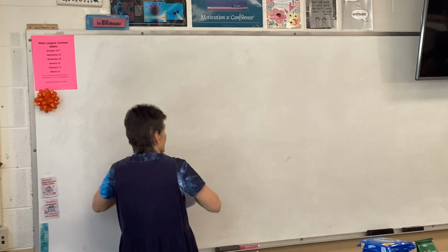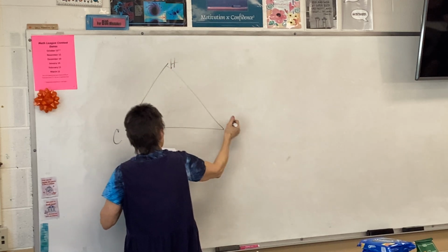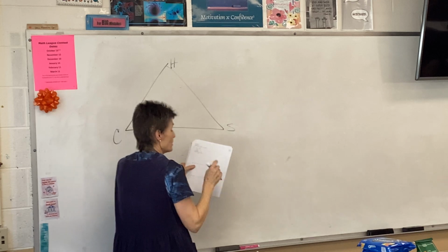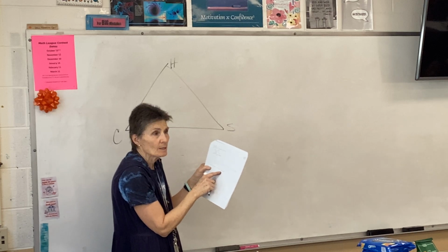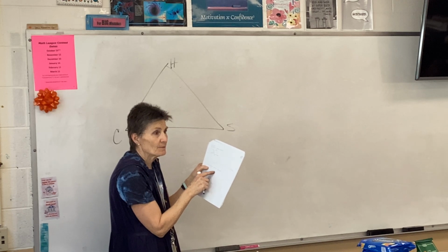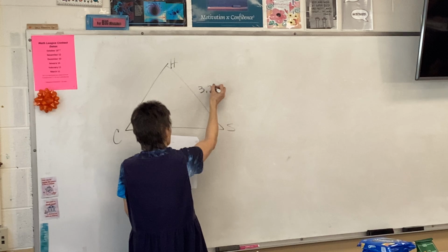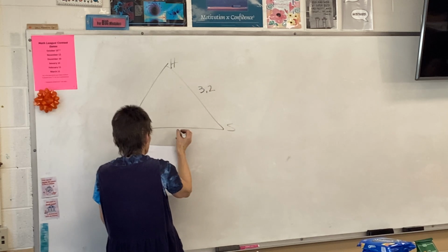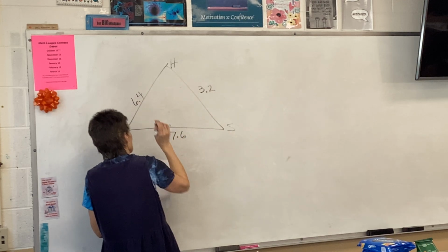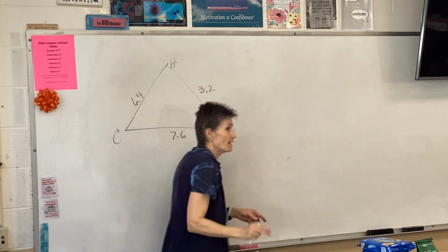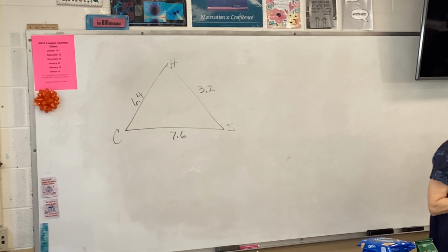Alright, problem B. I have a triangle, CHS. Again, put the CHS wherever you want it, it doesn't matter. But notice, these are all lowercase letters in problem number B. So what does that mean? These are all sides. So side C is 3.2, side H is 7.6, and side S is 6.4. All right? Now, you guys, you have to solve this triangle.